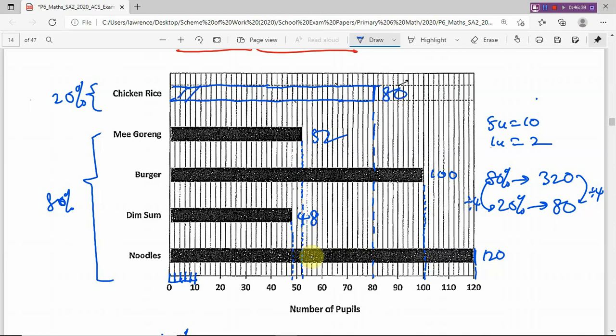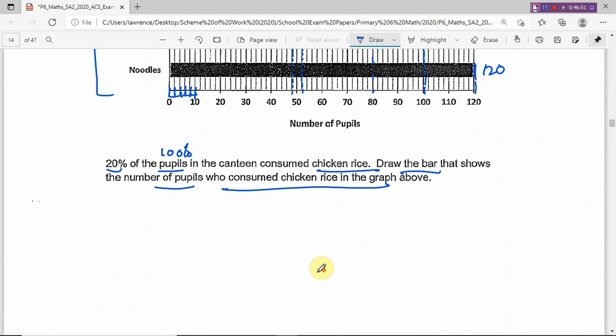And I always like to do some light shading so that it's clearer. Alright, the rectangle looks clearer. So you have to draw a bar until 80. Alright, so do you get the answer correct? Okay, so let's move on to the next one.